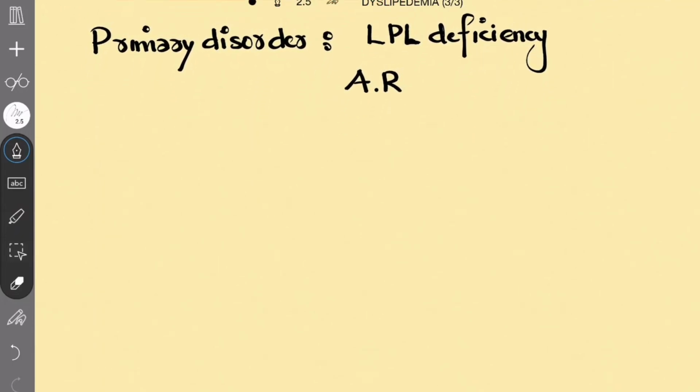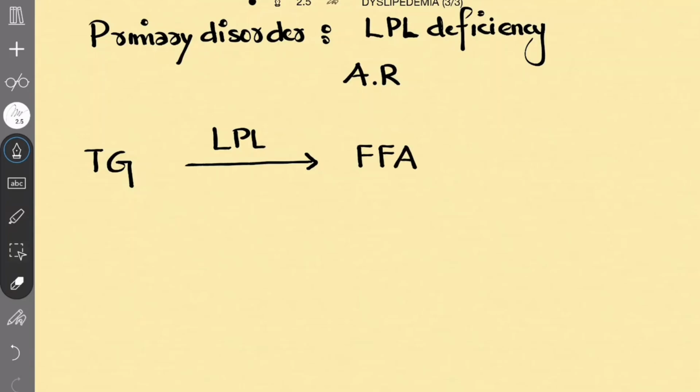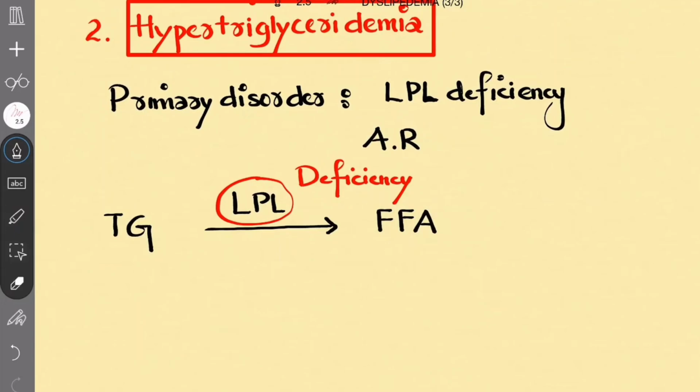So what is the role of lipoprotein lipase? Lipoprotein lipase breaks down the triglycerides to free fatty acids. If the lipoprotein lipase is deficient, there will be an increased triglyceride level in the blood. That is the problem here.